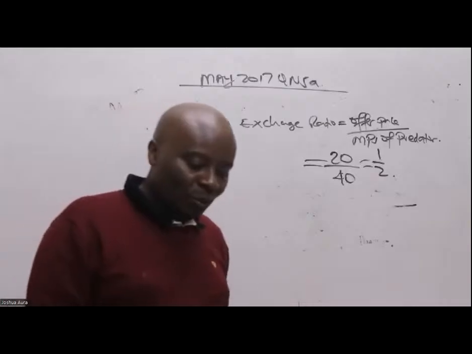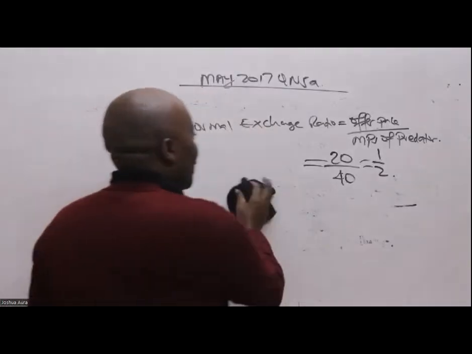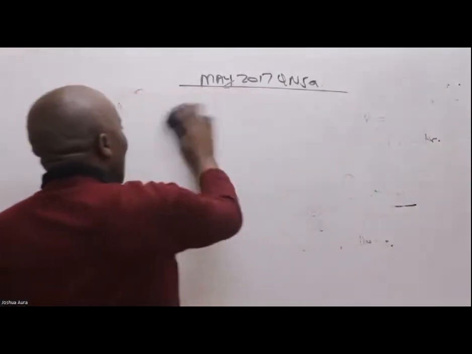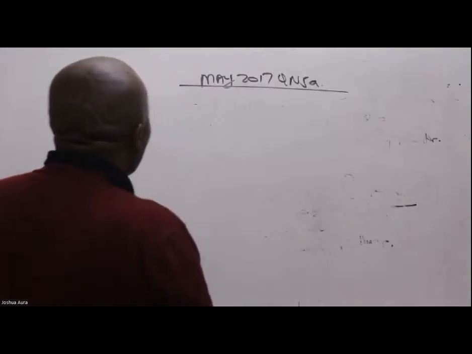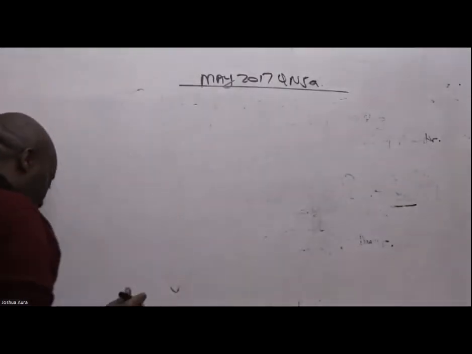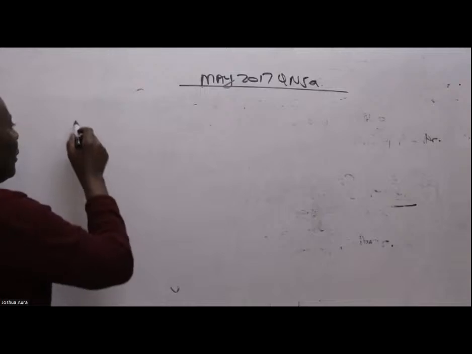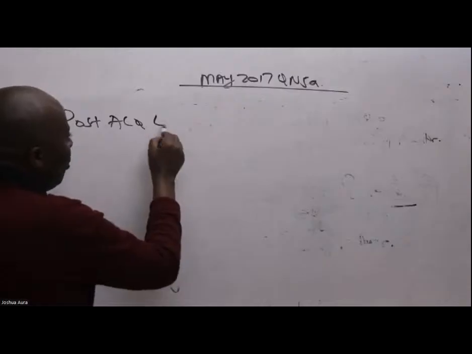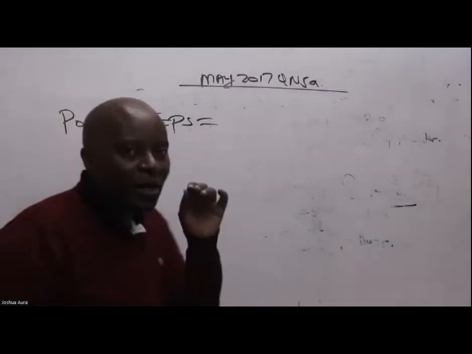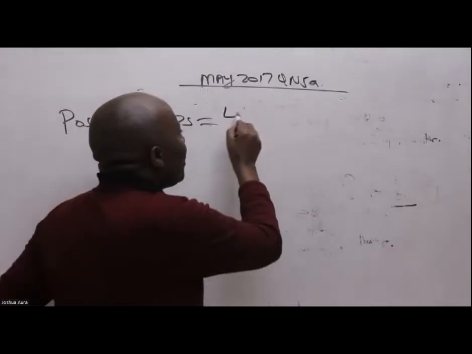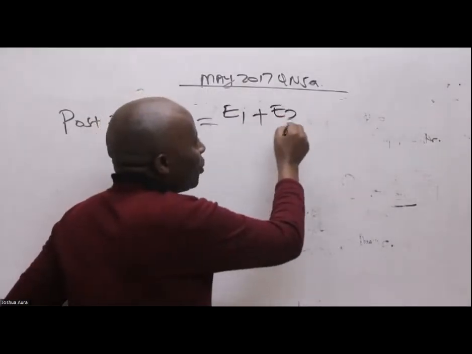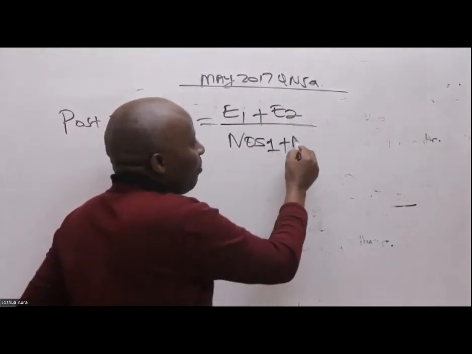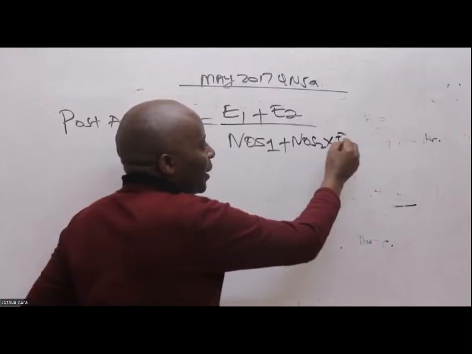Then let's get back to business. Remember, our business, ladies and gentlemen, is to come here and ascertain the post-acquisition earnings, post-marriage. You take earnings of company 1 plus earnings of company 2, all over, in this case here, number of shares 1 plus number of shares 2 times the exchange ratio.